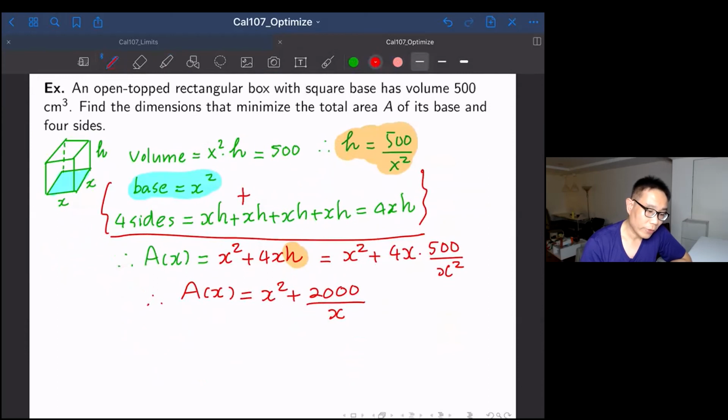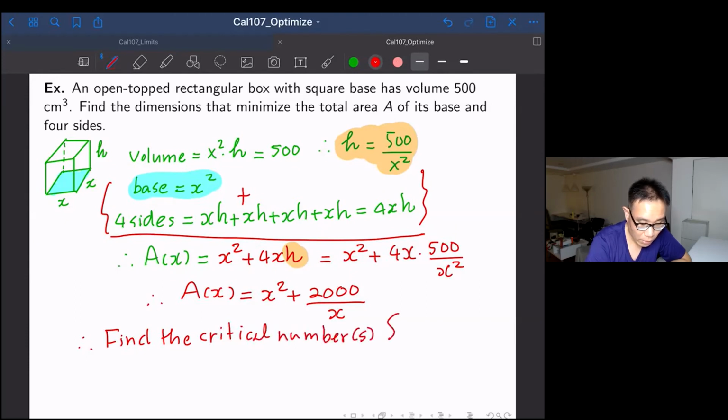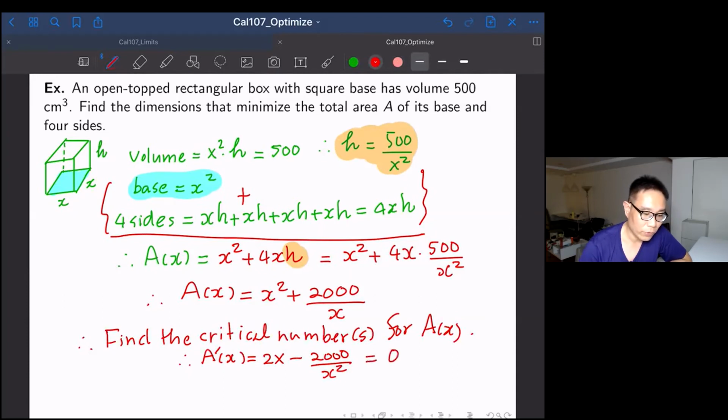And you're going to find the critical numbers for A. So we're going to find the critical number for A(x). You differentiate one time: A prime of x equals 2x minus 2000 over x squared. And you're going to solve this equal to 0.